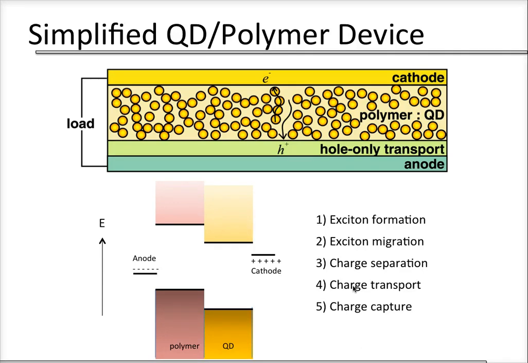Each one of those interfaces, whether that's jumping from quantum dot to quantum dot to quantum dot to get to the cathode, or polymer molecule to polymer molecule to get to the anode, either way, there are interfaces between each one of these pieces, and the electron has to hop from one to the other. Now, if there's a small potential barrier, then this might happen via tunneling.